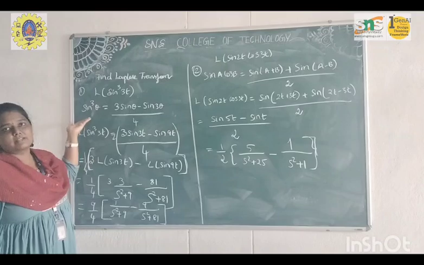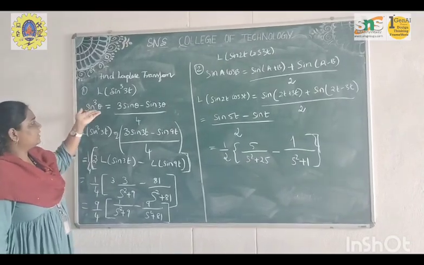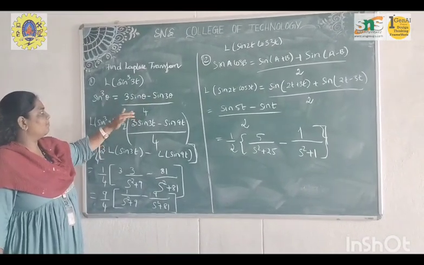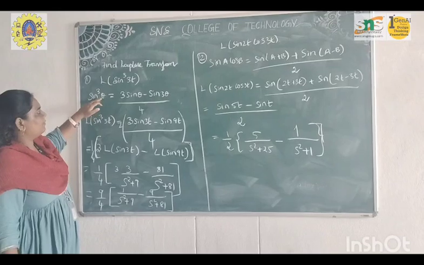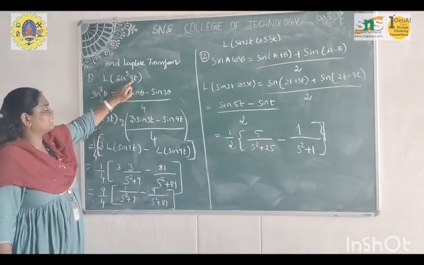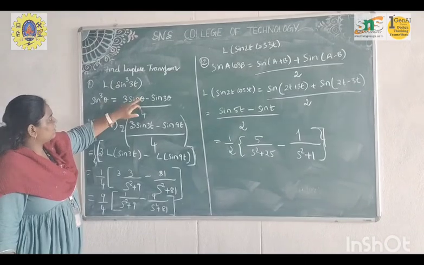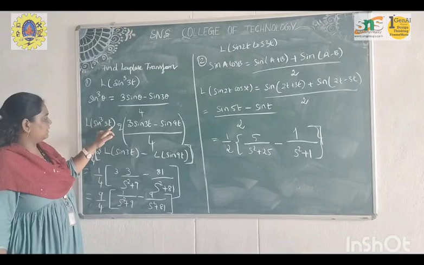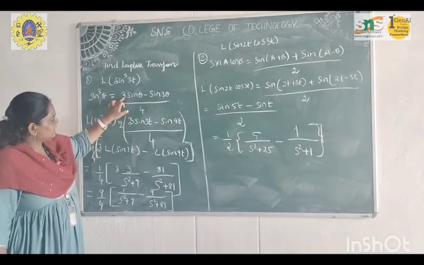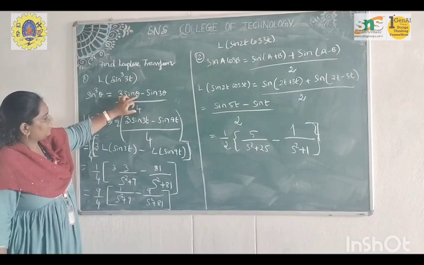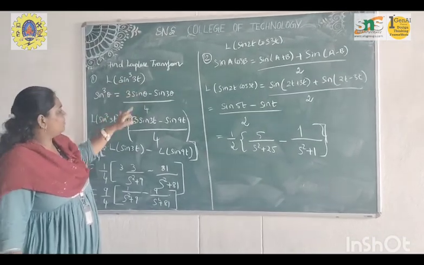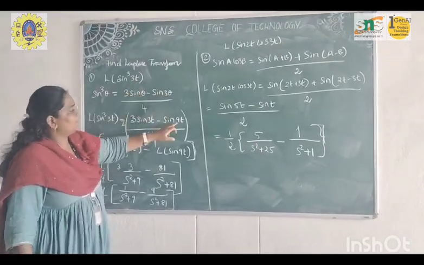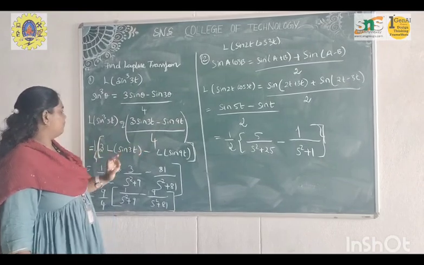We know the formula for sin cube theta. Sin cube theta is nothing but 3 sin theta minus sin 3 theta divided by 4. So we are writing the formula for theta only, but the sum is for 3t. So we are substituting theta with 3t. So L of sin cube 3t is equal to L of 3 into sin, instead of theta we are substituting 3t, so 3 sin 3t minus sin of 3 into 3t. So we will get sin 9t divided by 4.